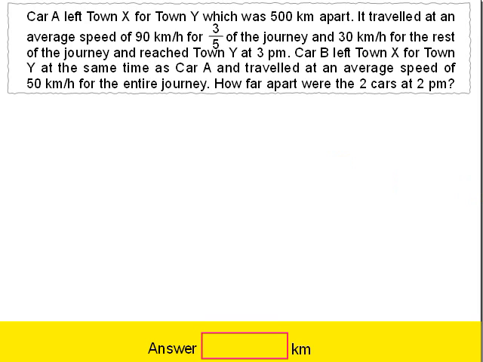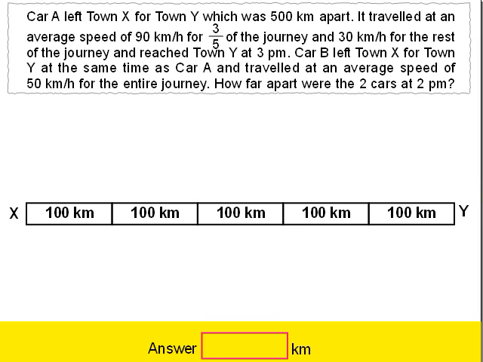At this point, we're going to draw the journey charts, alright? Okay, car A left town X for town Y. We cut the 500 km into 5 equal units of 100 km. The reason is because of the fraction given to us, 3 over 5. Okay, the denominator is 5.